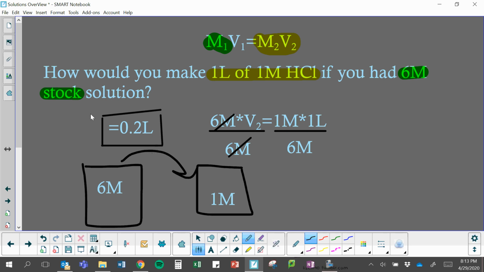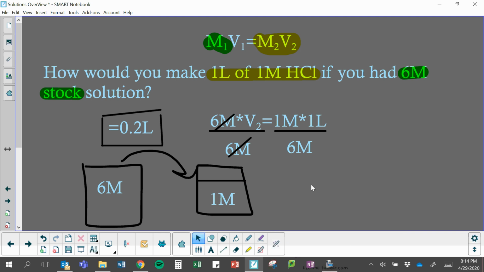So that means we're going to not use all of what we have. We're going to take 0.2 liters of it and we're going to add it to our solution. And then we can fill the rest of it with water until we get to 1 liter, which is our final volume. So that's how you would make this solution.